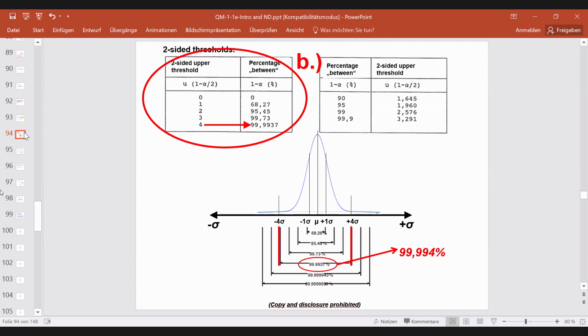Yeah, this is the example here again. You go into the table. This is plus for U is 4 sigma. You have 99.994%, which means here in this figure, plus minus 4 sigma. It is this area here, which is R, and it is 99.994% of all the parts.